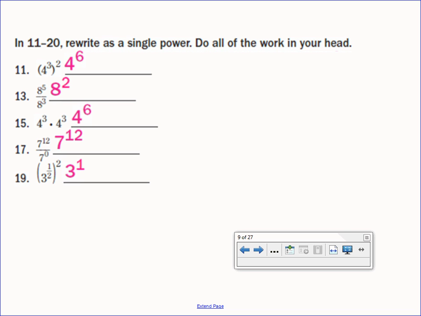Mark. We were like on a test and we ended up with something to the first power. Should we write it out or just leave it as it is? You could leave that as 3, would be fine. The directions here wanted us to leave it as powers.